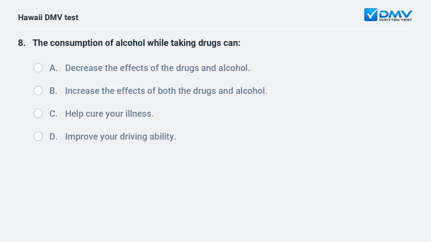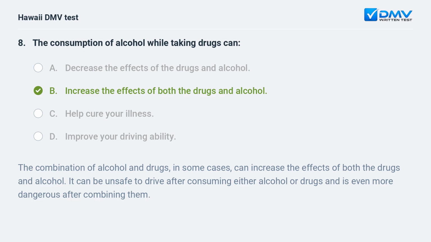The consumption of alcohol while taking drugs can A. Decrease the effects of the drugs and alcohol. B. Increase the effects of both the drugs and alcohol. C. Help cure your illness. D. Improve your driving ability. B. Increase the effects of both the drugs and alcohol. The combination of alcohol and drugs, in some cases, can increase the effects of both the drugs and alcohol. It can be unsafe to drive after consuming either alcohol or drugs and is even more dangerous after combining them.